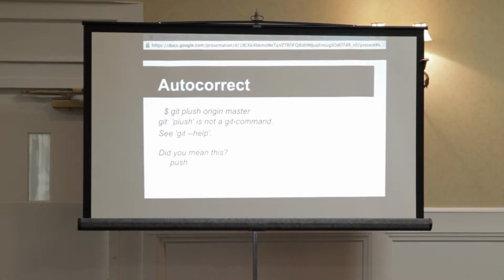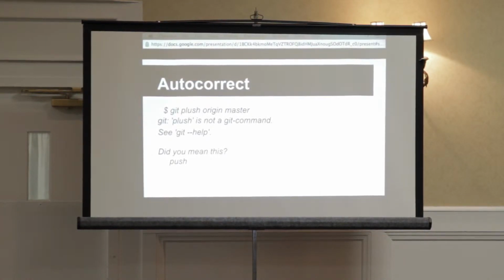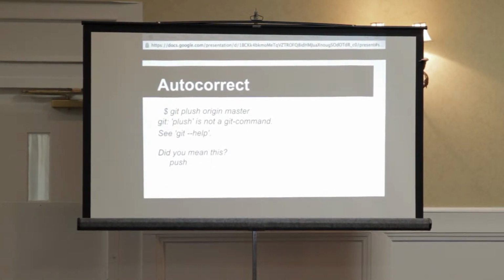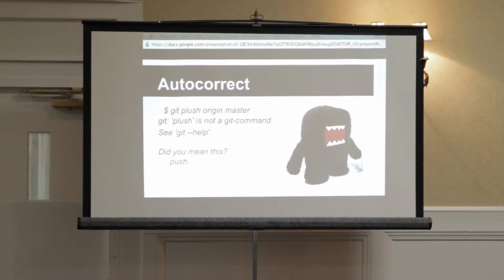Another thing that people may or may not know is Git has the ability to autocorrect. At some point in time, you've probably done something similar. You fat finger or typo something, and you get this message that it doesn't understand the command. In this case, a plush. Well, while Git doesn't have a plush command, it has a push, but it just telling you did you mean push, and then exiting is probably not useful.